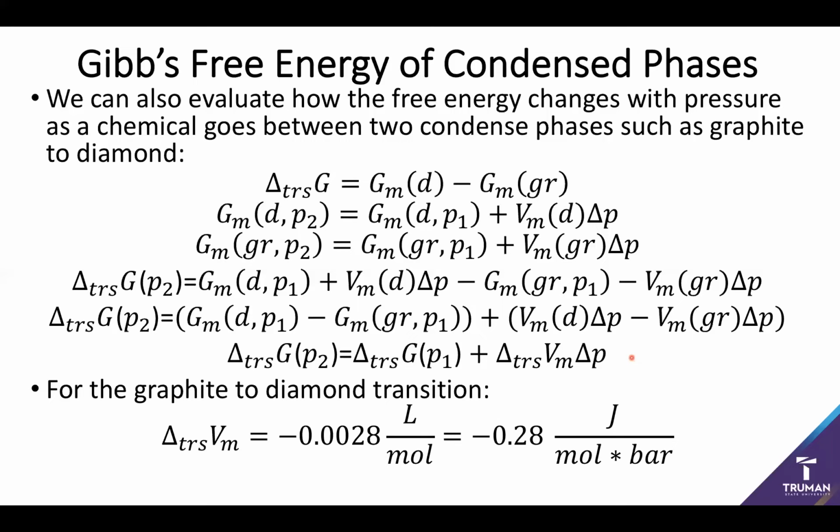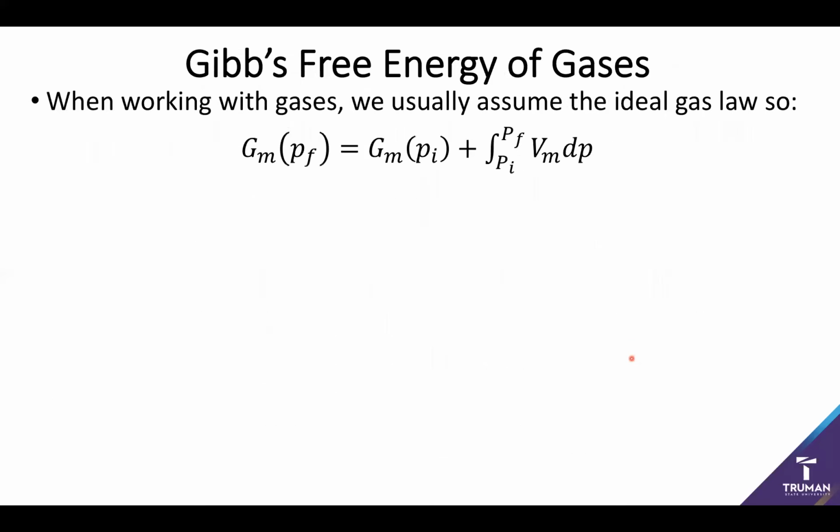However, much more common, we're going to be interested in how the stability of a system changes with pressure if it's a gas. When working with gases, our usual instinct is to be lazy and assume the ideal gas. And if I'm assuming the ideal gas, it turns out that this molar volume dependence that I have to integrate is just going to be equal to RT over P.